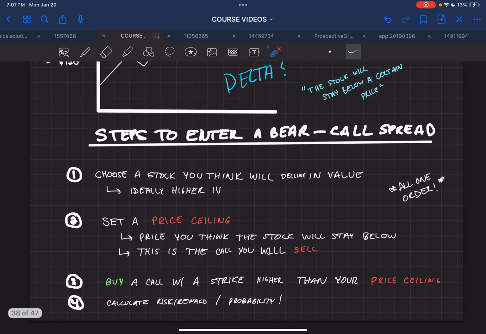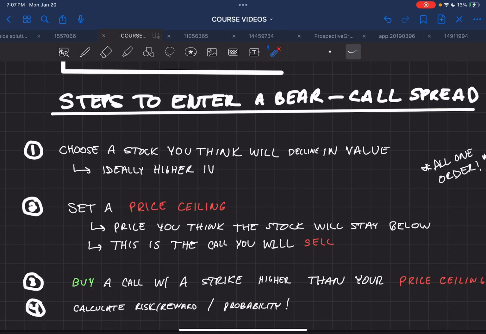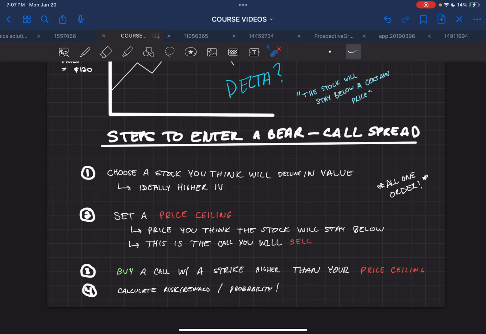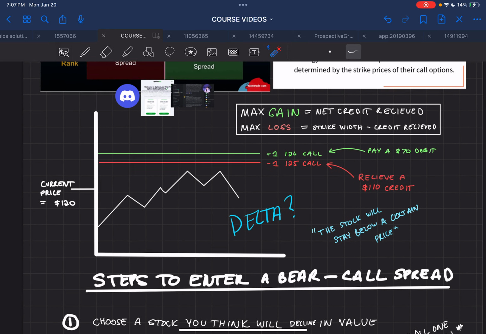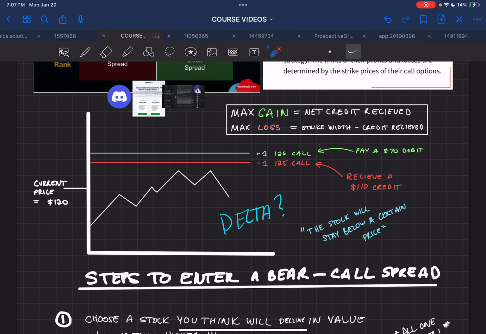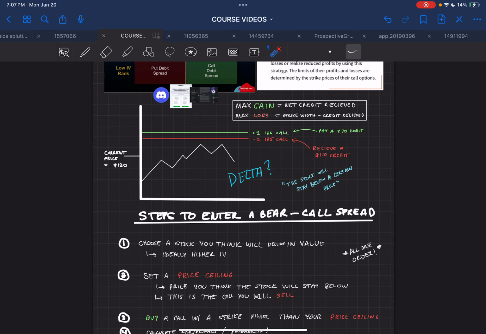So next, and most importantly, and this is the part, if you're just getting into this, you want to think of this as setting a price ceiling. This is the price you think the stock will stay below by expiration. And the mechanics of this is actually the call you're going to sell, right? So when we set up a bear call credit spread, and this might be a good time to transition into the chart here, the lower leg is the one you're going to want to sell. So let's go through that.